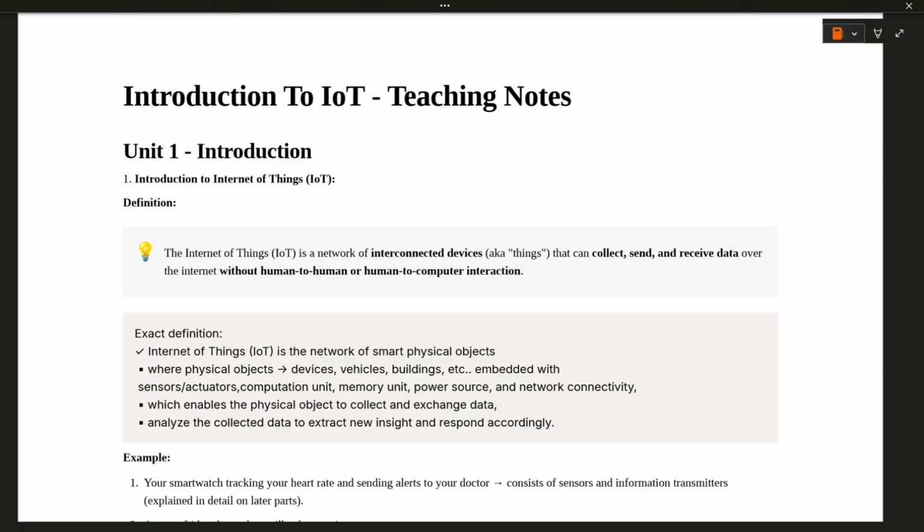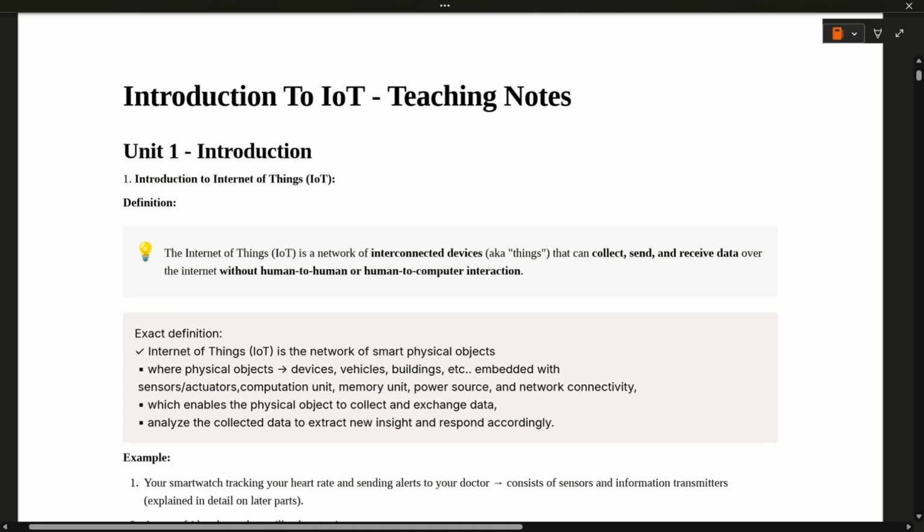So hello everyone. In this video, we're going to introduce you to Unit One, and that is Introduction to Internet of Things. So first, let's look at the definition of the term Internet of Things. Let me explain first before we go to the actual definition. Let's first split the term into two important parts: Internet and Things.